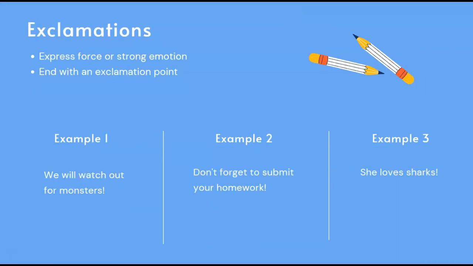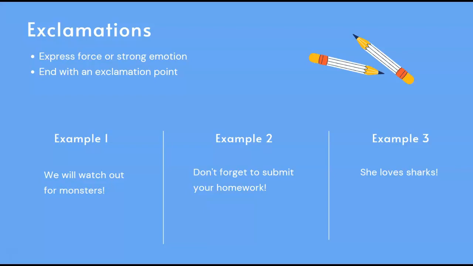Exclamations. These are the type of sentence that you write when you want to express a forceful or strong emotion, and they end with an exclamation point. When we first teach kindergartners and first graders about the exclamation point and that it expresses strong feelings, they use that punctuation mark all the time. They love to write lots of sentences with exclamation points.